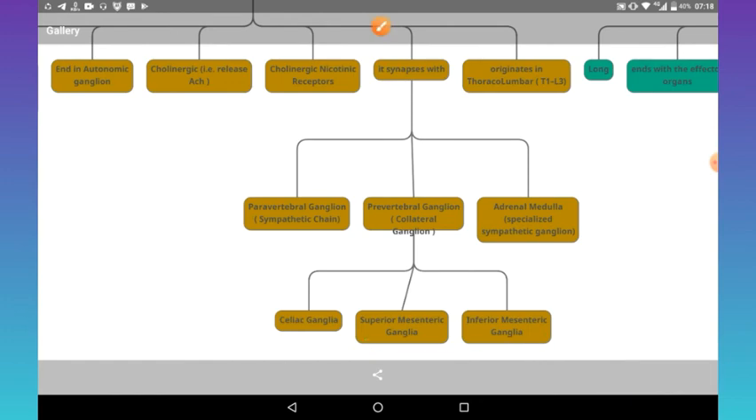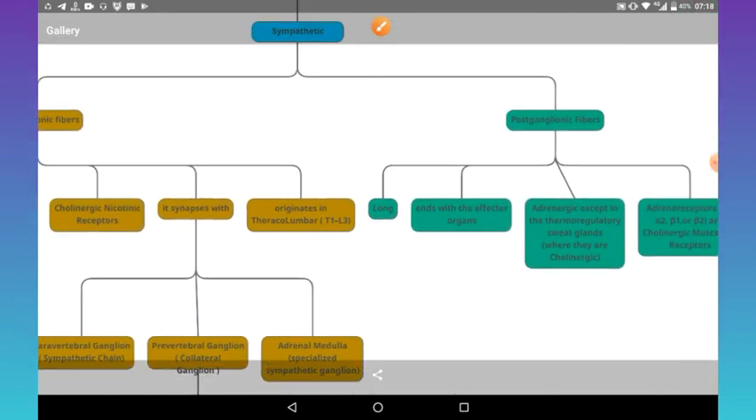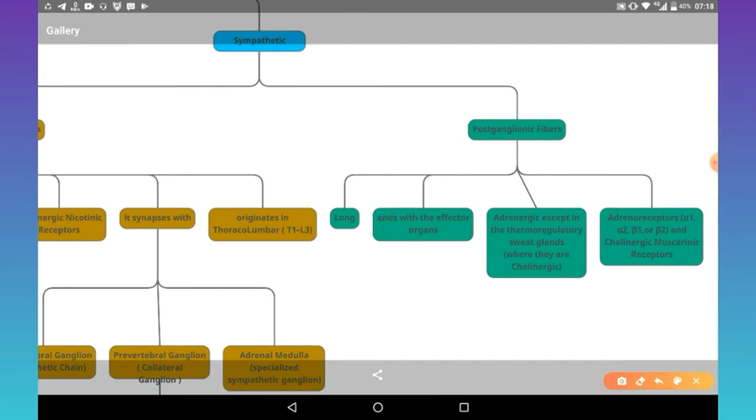While the postganglionic fibers are long, end with the effector organ, and are adrenergic, except, as I said, for a few exceptions, such as the thermoregulatory sweat glands, where there are cholinergic fibers. Adrenergic receptors are alpha 1, alpha 2, beta 1, beta 2, and beta 3, and we have cholinergic muscarinic receptors, which are specialized in the thermoregulatory sweat glands.